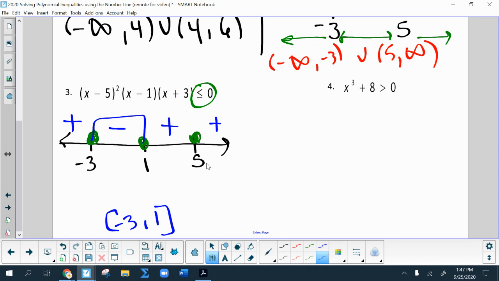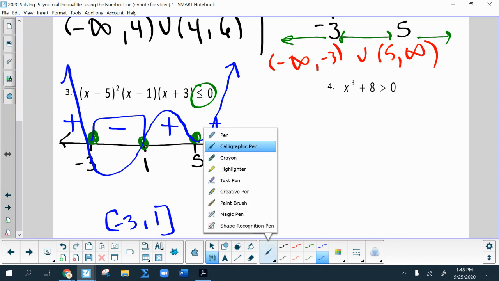-3 is a cross through point, so we'll go cross through. +1 is a cross through. +5 is a bounce point, and it goes back up. So I've got positive, positive, oh, there's that negative we were talking about, and then positive again.